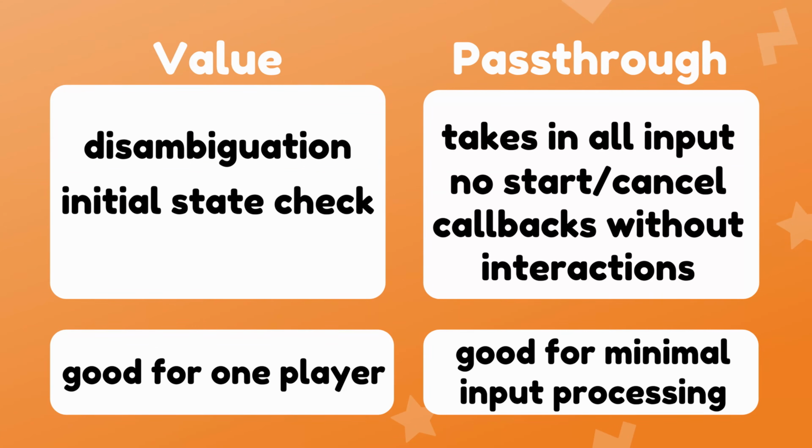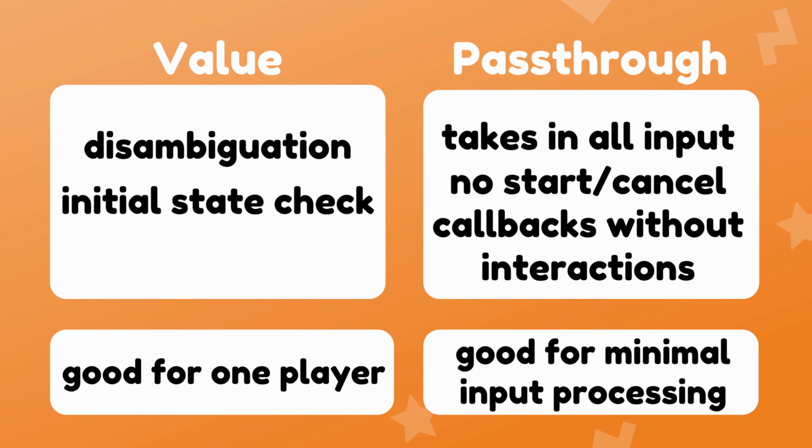So in most cases, you'll probably want to be using value if you have one player. However, if you don't want Unity to do the processing behind the action and you just want to get all of the information directly inputted to the controller or the device that's accepting input, then you can use the pass-through one. However, I've mostly used value.